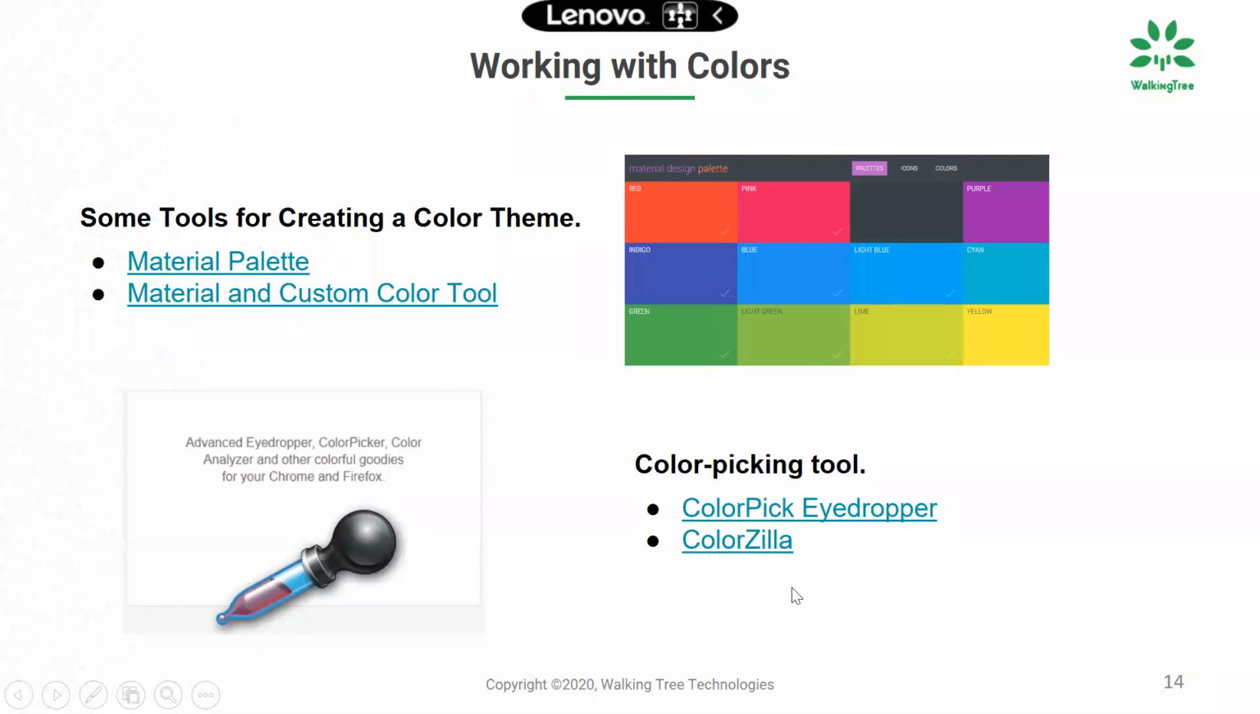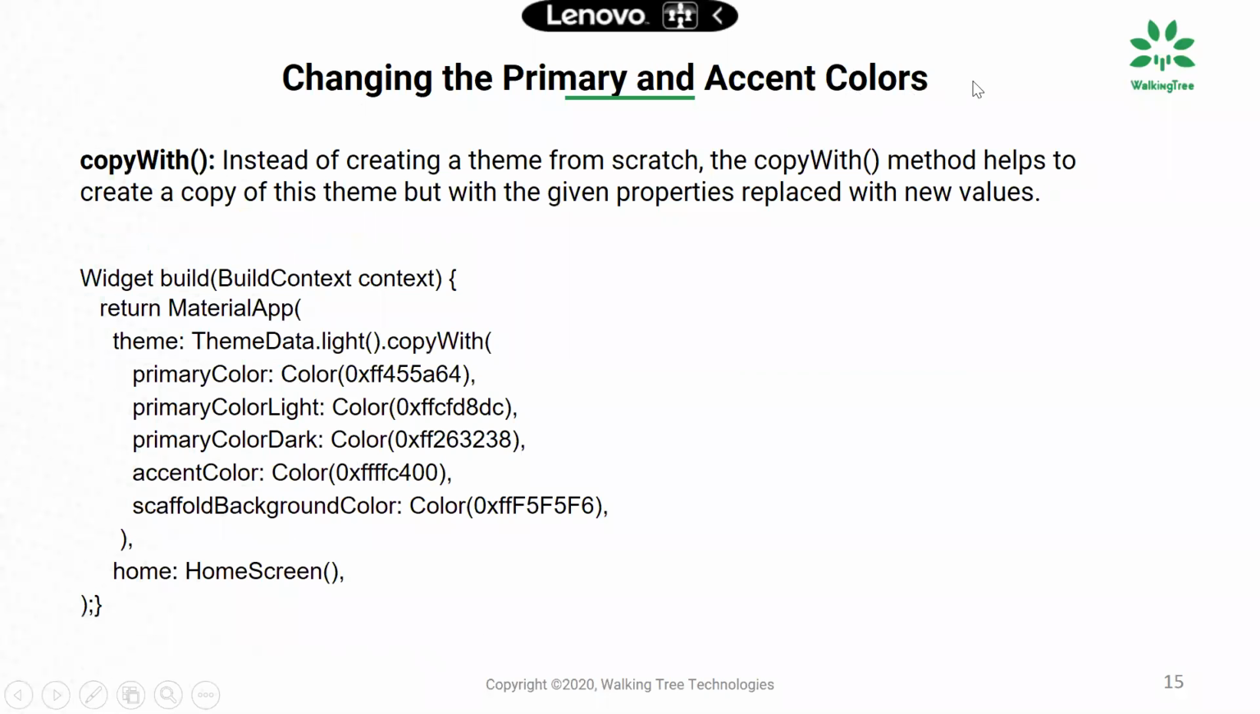Now, so changing the primary and accent colors, we saw that we can use copy with. So instead of creating a theme from scratch, the copy with method helps to create a copy of this theme, but with the given properties replaced with the new values. So in this case, light theme will be there, but these values will be replaced.